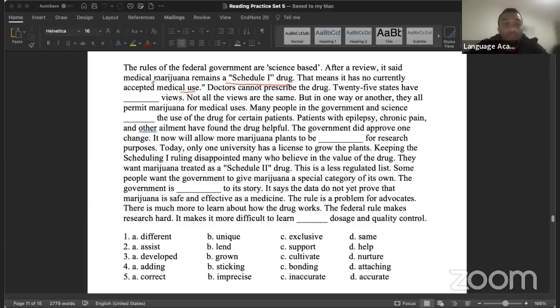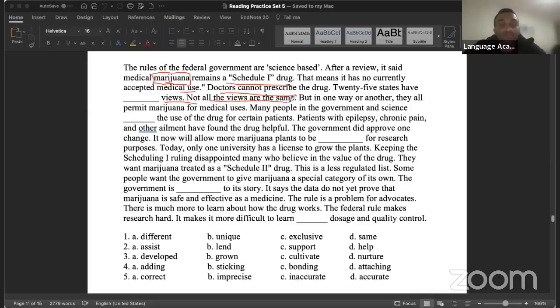One more thing, just remember: I have seen that word in a lot of read alouds, and a lot of students pronounce it incorrectly. So don't say that, it's marijuana. The J is silent in this one. So just remember it will be marijuana remains a Schedule 1 drug. All right. Then doctors cannot prescribe the drug. 25 states have dash views.